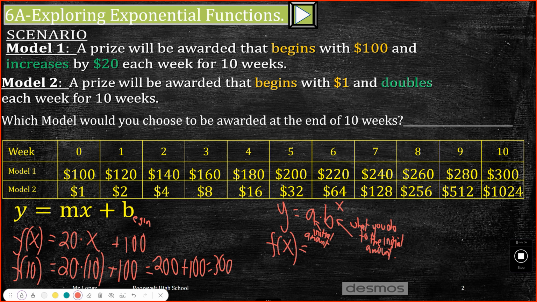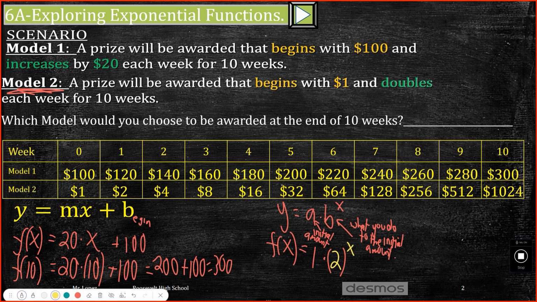So what do we plug in for A? This is model 2 we're talking about here. 1. So we're gonna put 1 here. And what is B? What are we doing to the initial amount? We're doubling it. So what number do I put here? 2. And leave this as X.